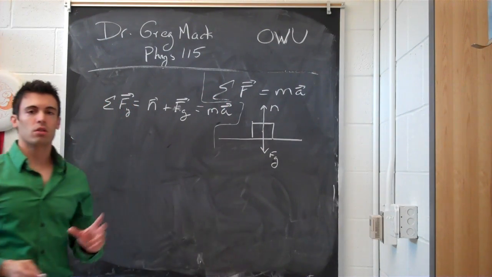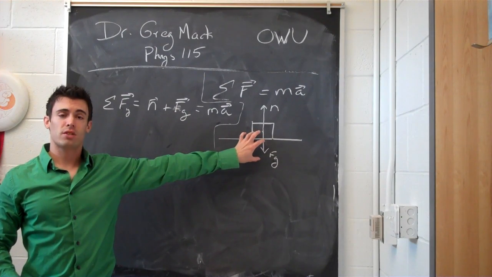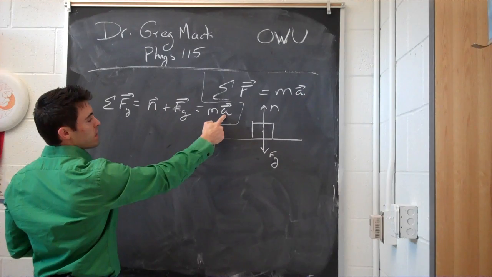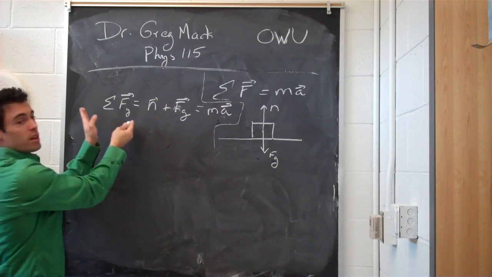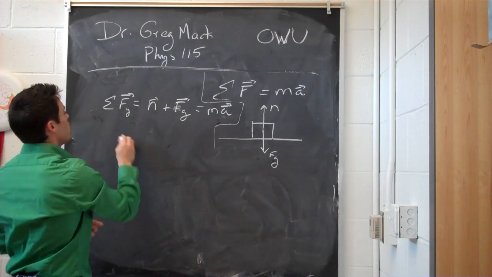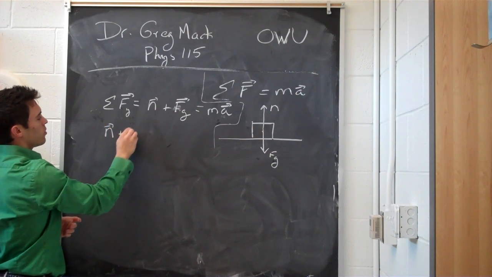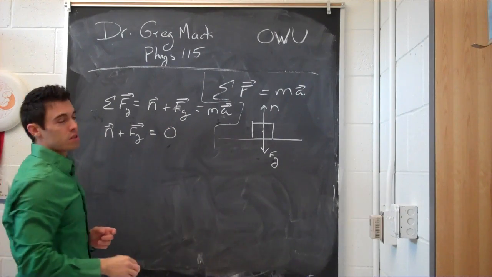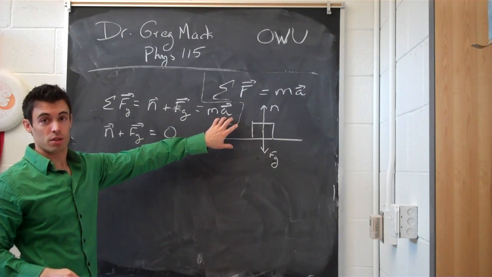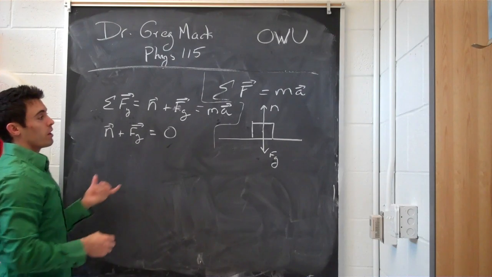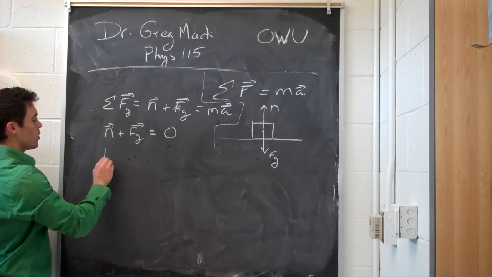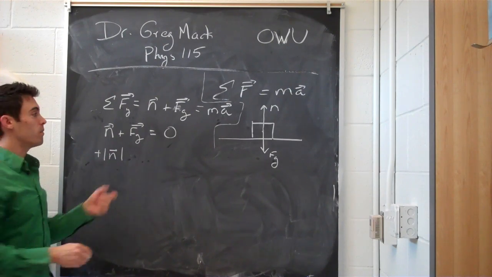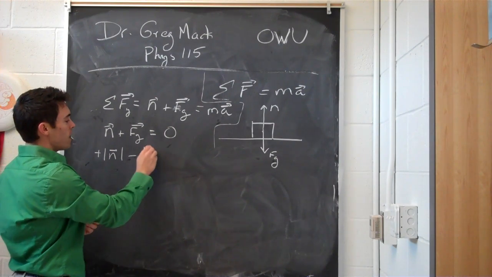In this situation, it's not moving, it's at rest, so the ma is equal to 0. And this would be, specifically speaking, the a in the y direction, since we're looking at the forces in the y direction. So then we have the n vector plus the Fg vector is equal to 0, since the acceleration in the y direction is 0, since it's not moving. And if we plug in the directions for the n and the Fg, we know that the n is pointed up, so it's plus the magnitude of n. The Fg is pointed down, so it's minus the magnitude of Fg.